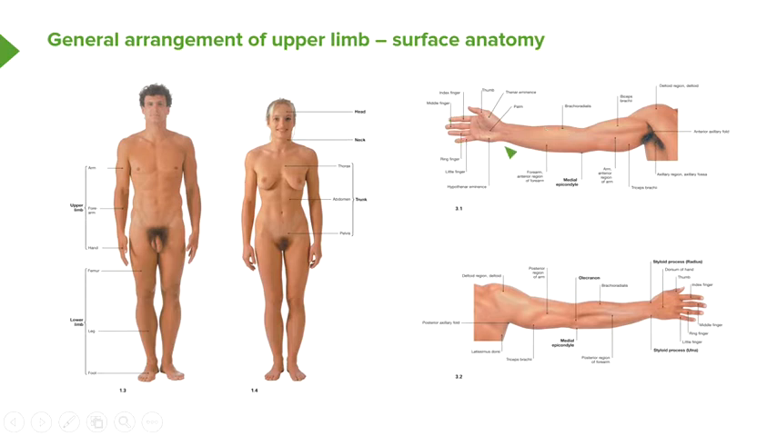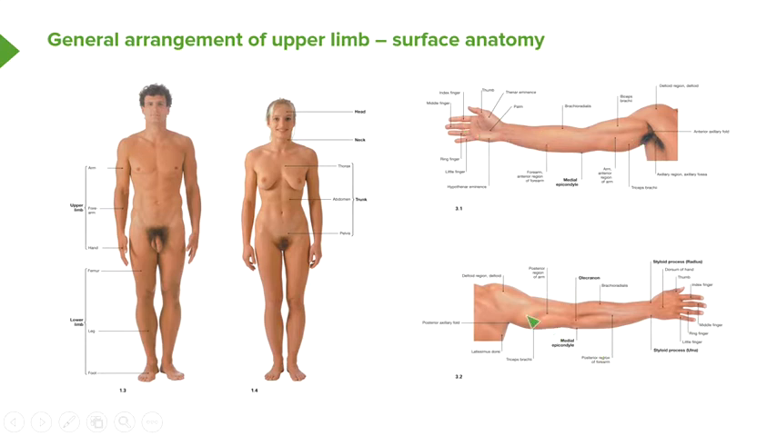We can then move distally again, and we can see the hand. The hand is connected to the forearm via the wrist joint, where the carpal bones connect to the radius and the ulna to form this wrist joint. And we can see we have the palm of the hand, and then the thumb, the index finger, the middle, the ring and the little finger that make up the digits of the hand. So these are some key surface landmarks we can see on the anterior aspect of the upper limb.